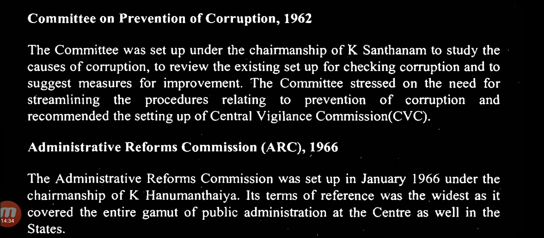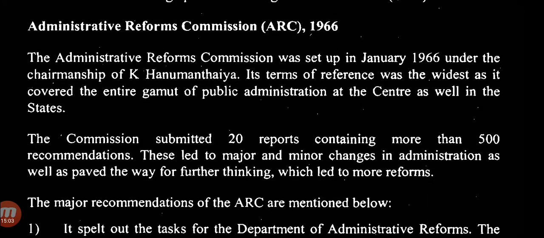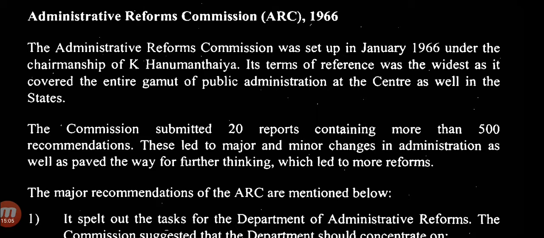Committee on Prevention of Corruption, 1962. The committee was set up under the chairmanship of K. Santhanam to study the causes of corruption, to review the existing setup for checking corruption, and to suggest measures for improvement. The committee stressed the need of streamlining the procedures relating to prevention of corruption and recommended the setting up of the Central Vigilance Commission (CVC).